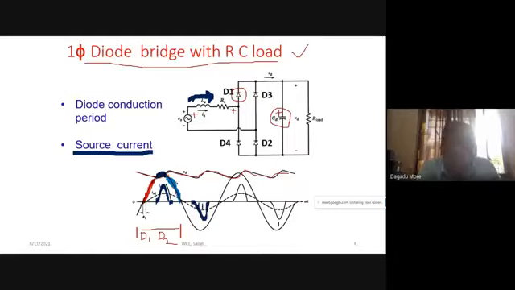Our source current is now not sinusoidal. This source current you can call non-sinusoidal. Our source current is something like this: one positive pulse for 70 degrees duration, a negative pulse for 70 degrees duration, and the rest of the time it will be zero. This current you can call a non-sinusoidal current. So when the diode bridge is the same, if you just change the load, we observe a change in the source current waveform.